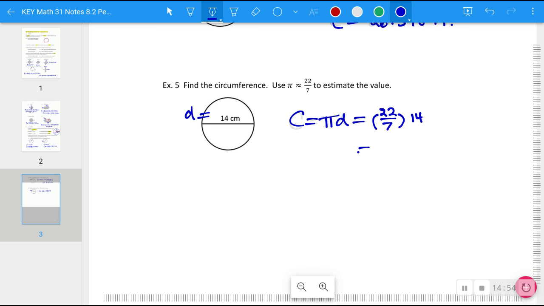So if you take 22 times 14, that gives you 308. And divide that by 7, and you get 44. Okay, so I'm going to put a little dot above the equal sign because this right here is not accurate. It's close to pi, but not pi. And so I carry that all the way through. It's very close to 44 centimeters. The units here of length are centimeters. Okay, so that does it for notes 8.2.